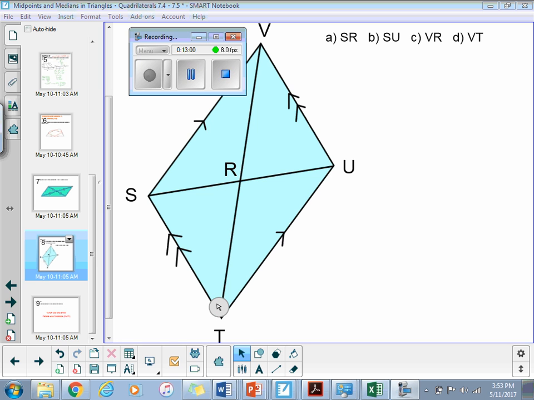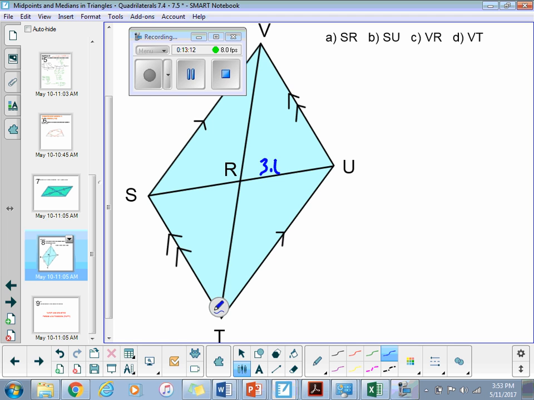Okay, so let's look at the example here. The first example, we're given this quadrilateral, and we are told that the line RU has a length of 3.6 centimeters, and we are told that RT has a length of 6 centimeters. So what is the length of SR? So SR would have to be the same as RU, right? Based on the bisect rule we just looked at above. So SR would have to be 3.6 centimeters.